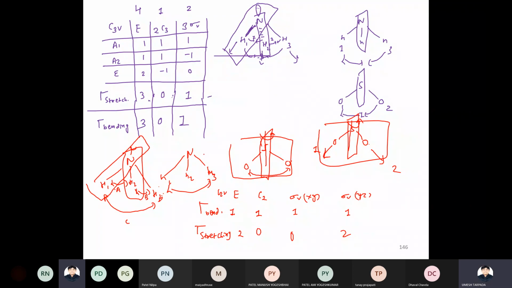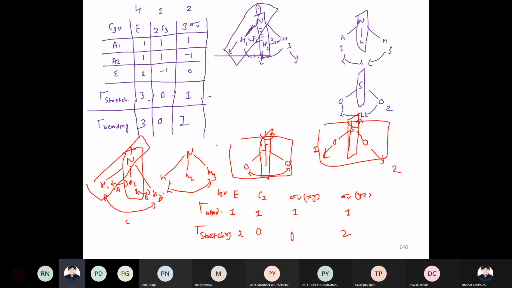Okay, so in this way you can do it. So this is the way to find out stretching and bending modes of vibration.